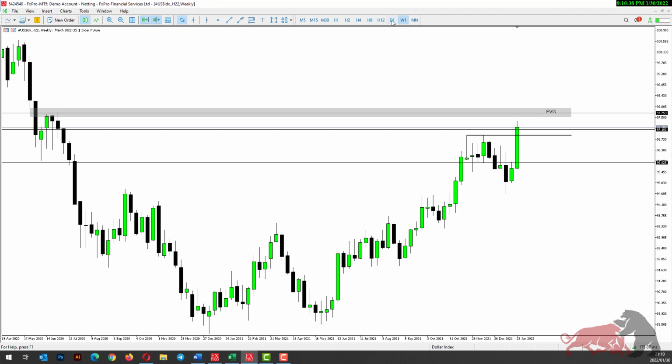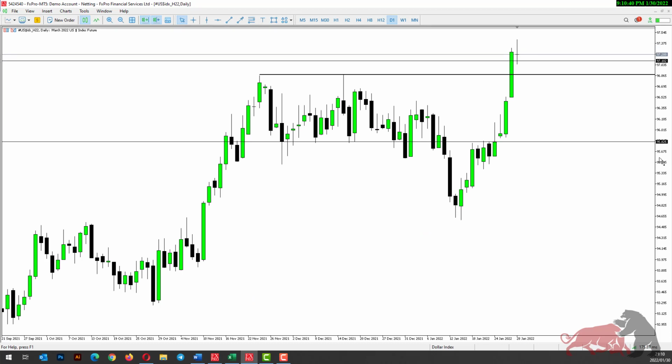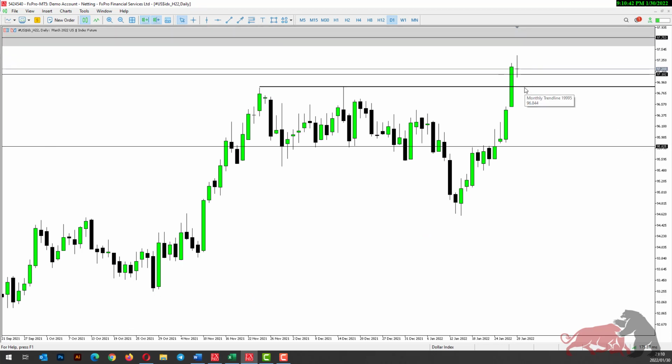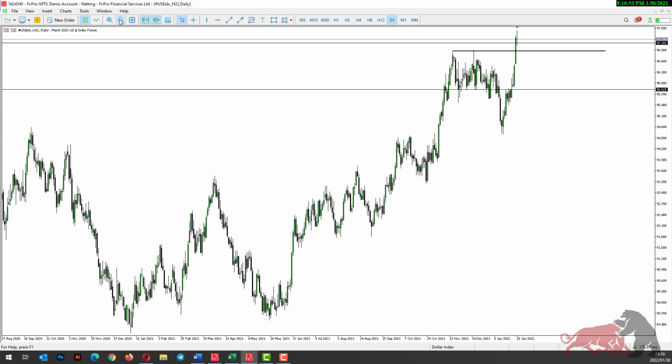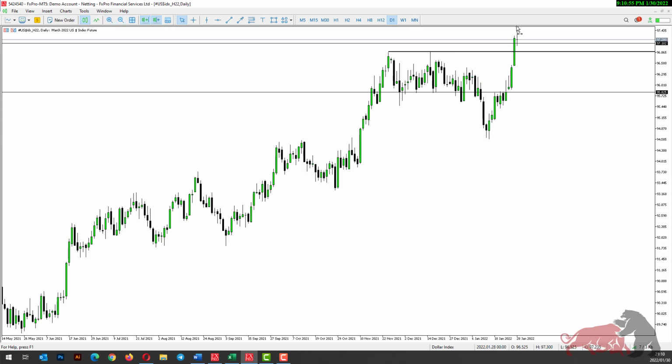But when we go to the daily chart, now take note of the 96.88. What you would want to see in price is for 96.88 to hold once price returns. What do I mean by hold?